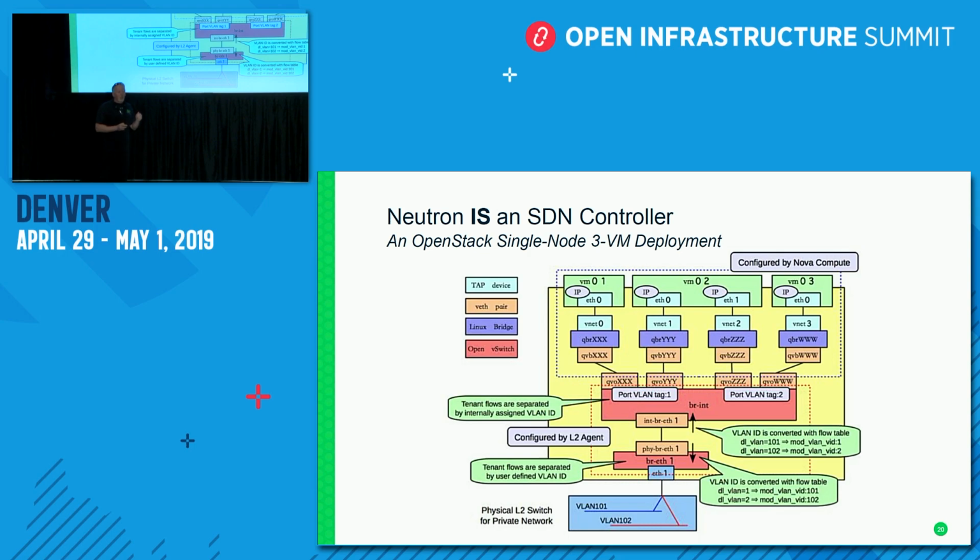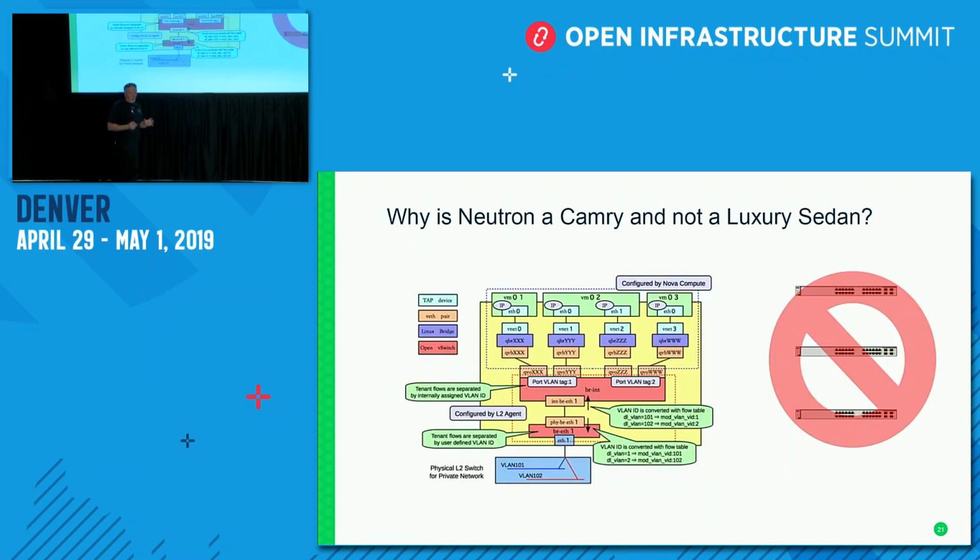Any of you who have done much networking work have had to dig into this and really troubleshoot these, and it's been tough, okay? So Neutron absolutely is an SDN controller. It's a kind of Camry-level SDN controller in the sense that it deploys a lot of policy, does all the heavy lifting for you. However, it does fall down in a couple of areas. And here's where it falls down.